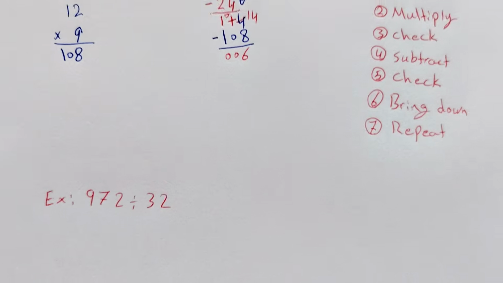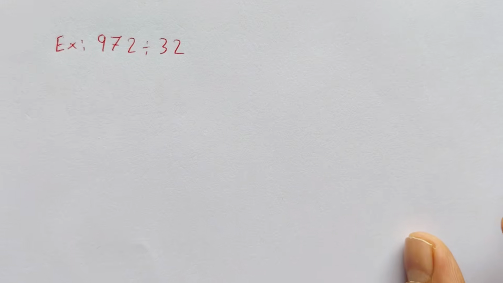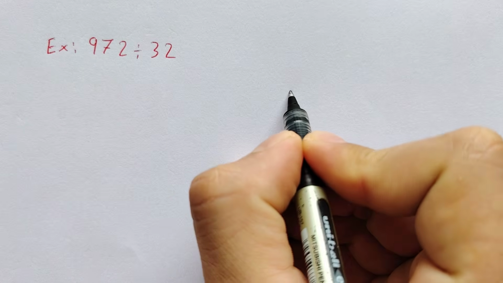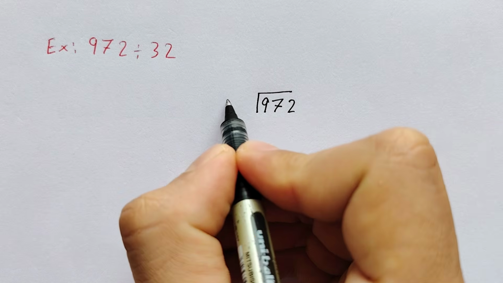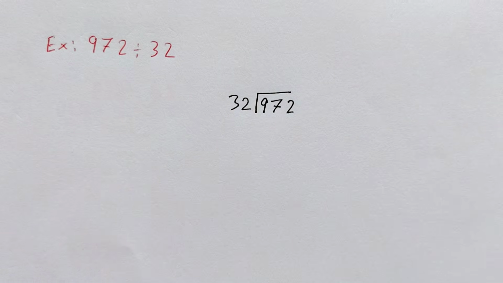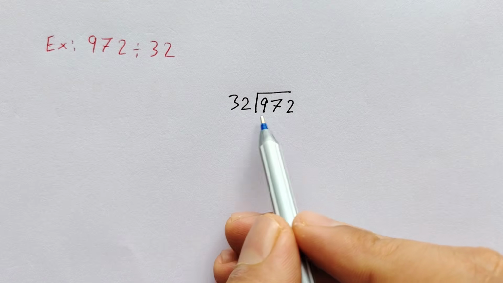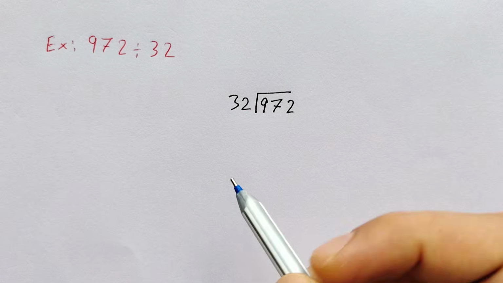Okay, now the second example. Here we have 972 divided by 32. First, remember, we write it as a long division. Same thing, we have a two-digit divisor, so we directly take two digits from the dividend, so it will be 97 divided by 32. This was the first step, divide.